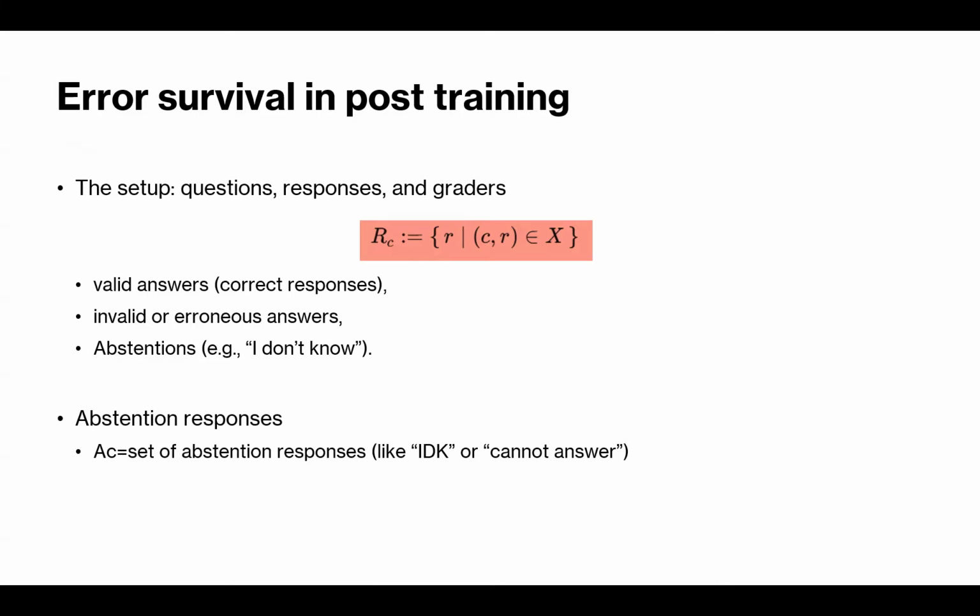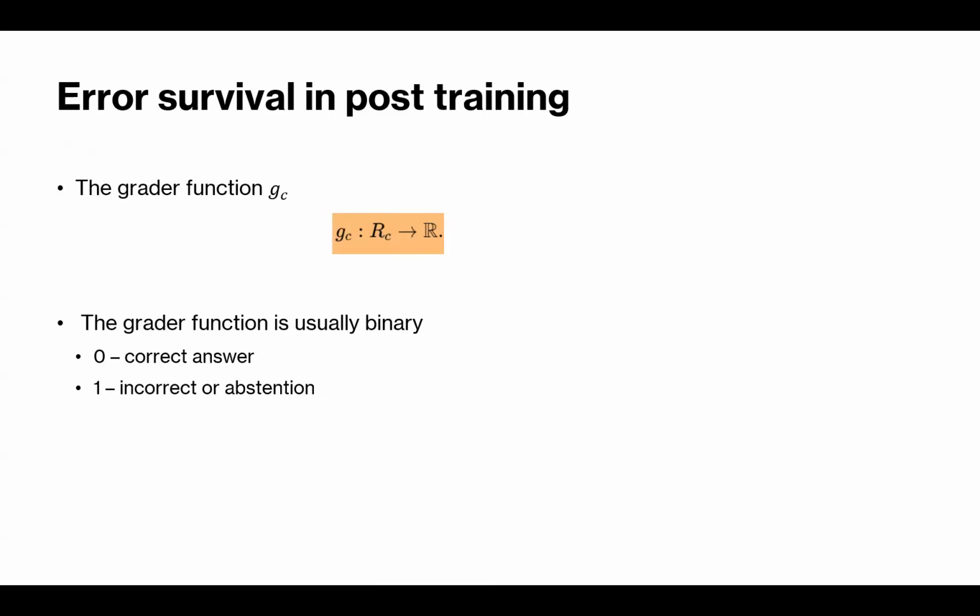The response set RC is the set of all the responses which a model will produce given the context, right? They can be valid answers, correct responses, invalid answers, which are totally wrong, and abstentions, which are like "I don't know" or "cannot answer". We give them a particular subset AC, which is the set of abstention responses, IDK or cannot answer. Now we have a grader function GC, which tries to map this response set RC to a real value.